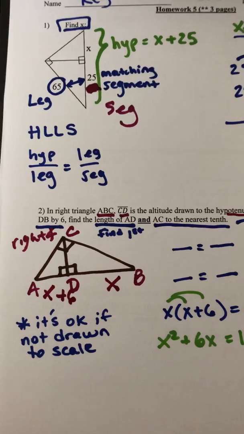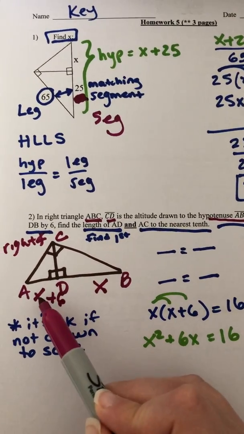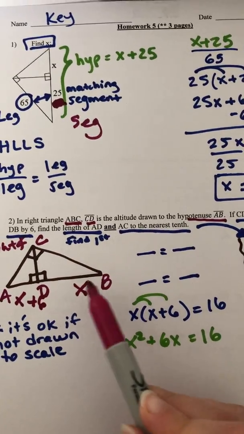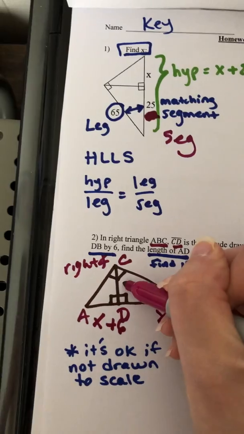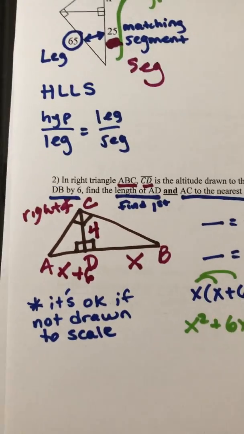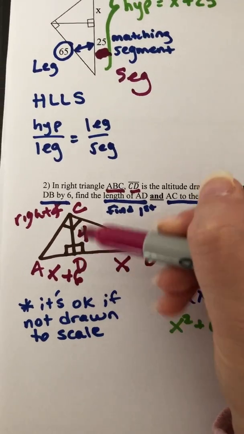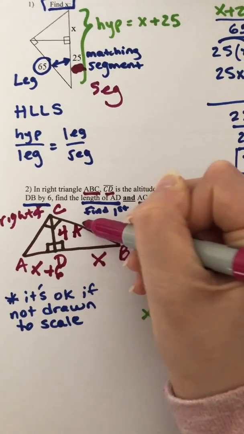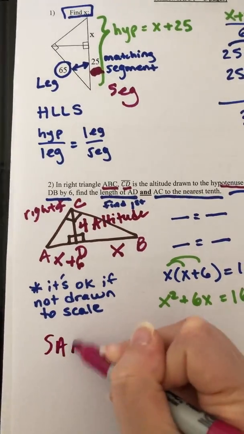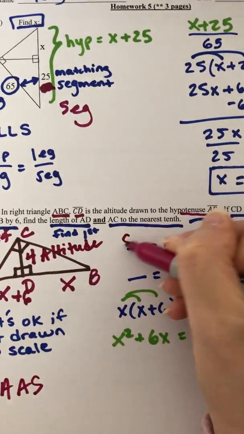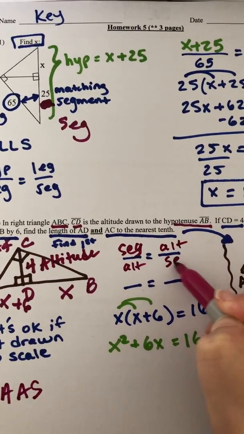Okay, so now we look at our diagram, and we have to find AD. Well, that's why this is being marked. And then later on, we're also going to find DB. CD is 4. That's all that's given to us. Now we look at that diagram and we think, oh, the altitude CD is labeled, so that means it's a SAS problem. Okay, SAS is segment over altitude equal altitude over segment.